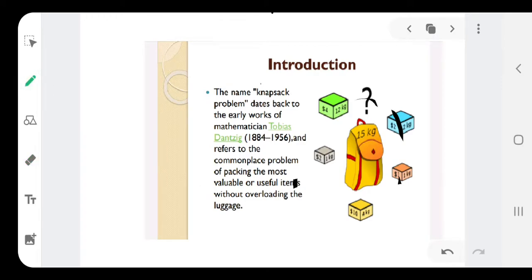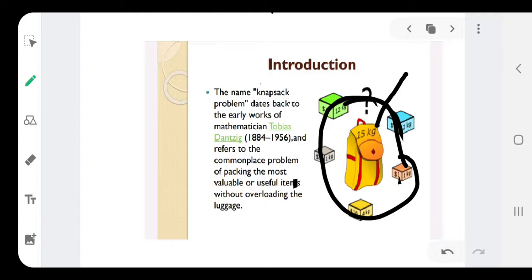To carry the objects, the seller is using some bag, and that bag is called the knapsack. It could be a bag, a container, or a box, but technically, this is the knapsack. This approach was first introduced or proposed by Danzig.